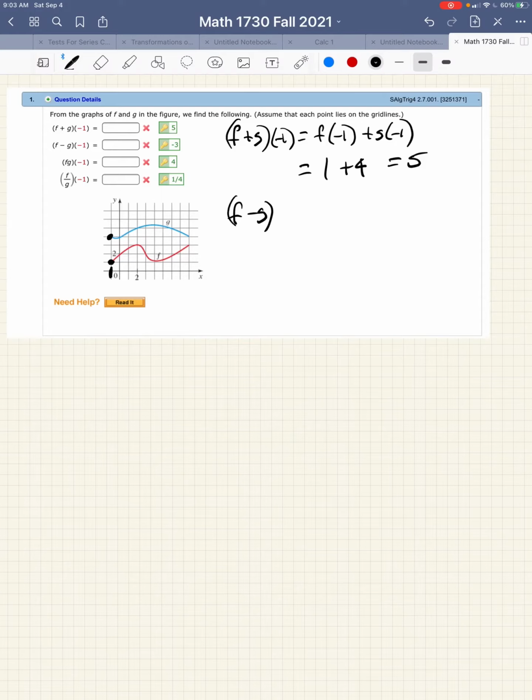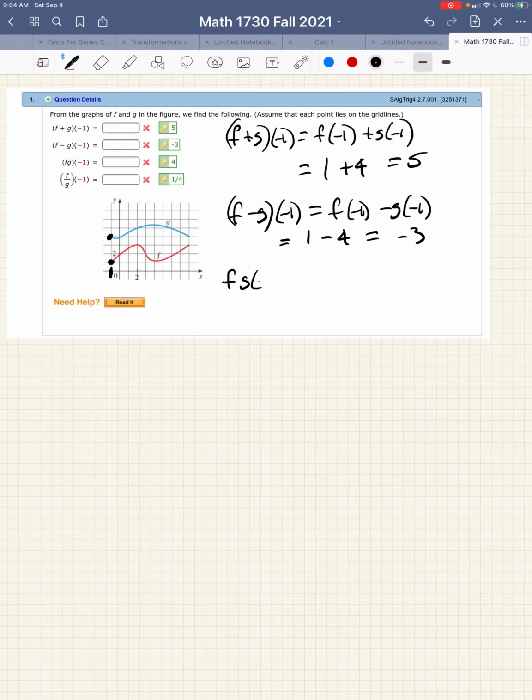f minus g of -1 then would just be f of -1 minus g of -1. Well, f of -1 we've already figured out is 1. And g of -1 we've already figured out is 4. So f of -1 minus g of -1 would be 1 minus 4, or -3.